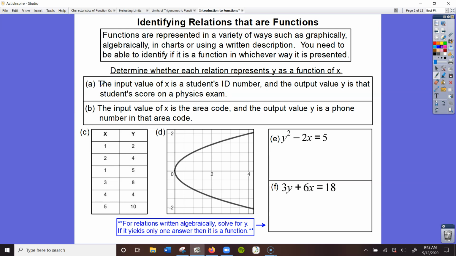So for this one, it says that the input value of x is a student's ID number, and the output value y is that student's score on a physics exam. It doesn't matter if multiple students have the same score on the physics exam because that is the output value. But the input value represents an ID number, and ID numbers never repeat. So this would be considered a function.